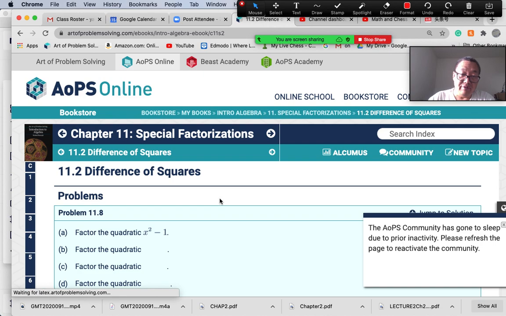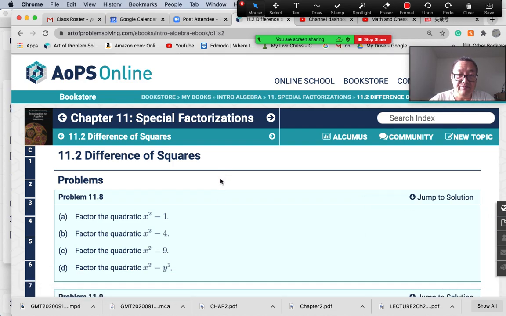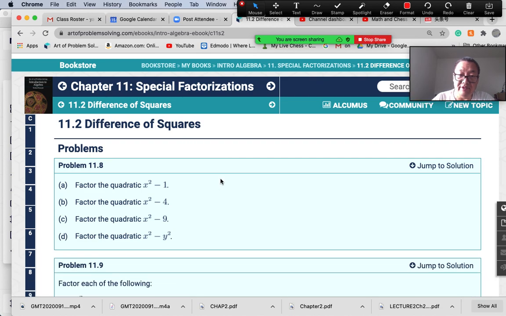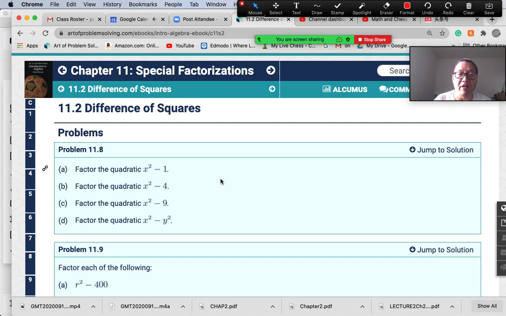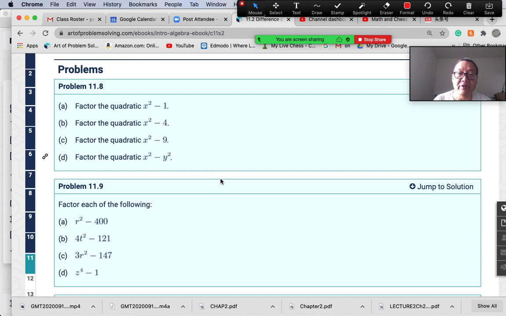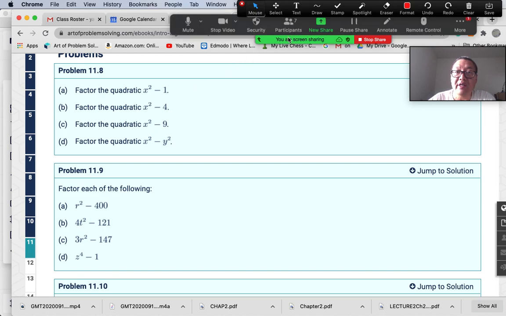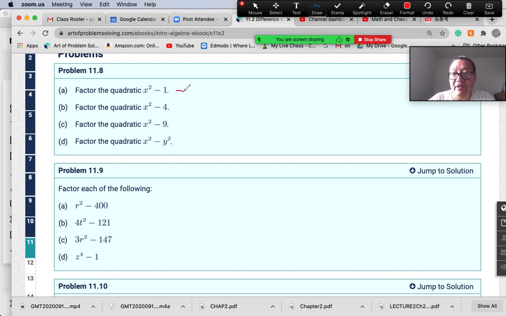This section we will learn the difference of squares. So that's like x squared minus 1 or x squared minus y squared. By this one, we will need to learn to factor this difference of squares. So everybody, can you try factoring this, 11.8a? Can you factor this?